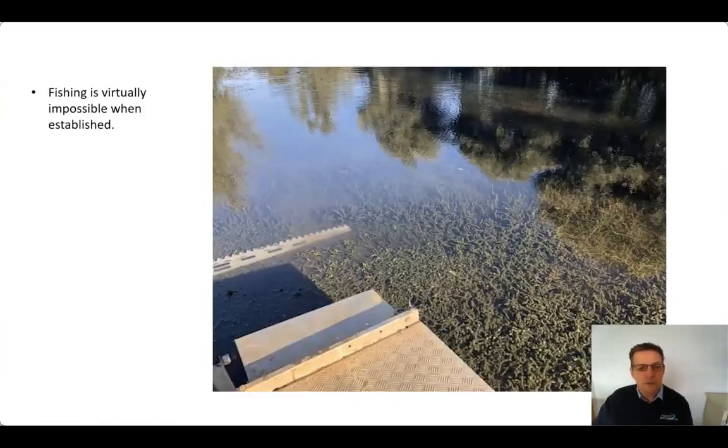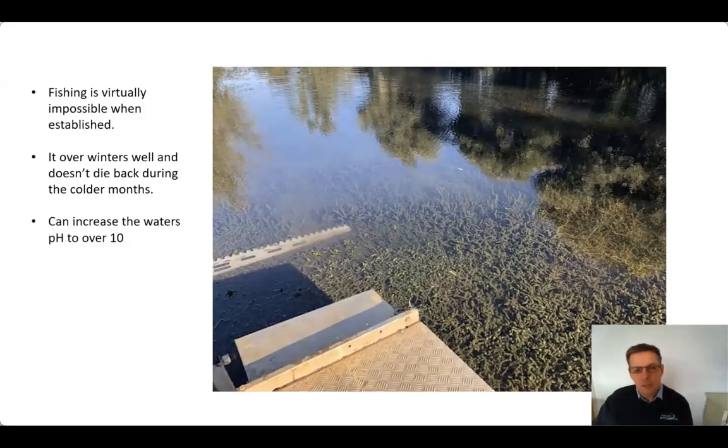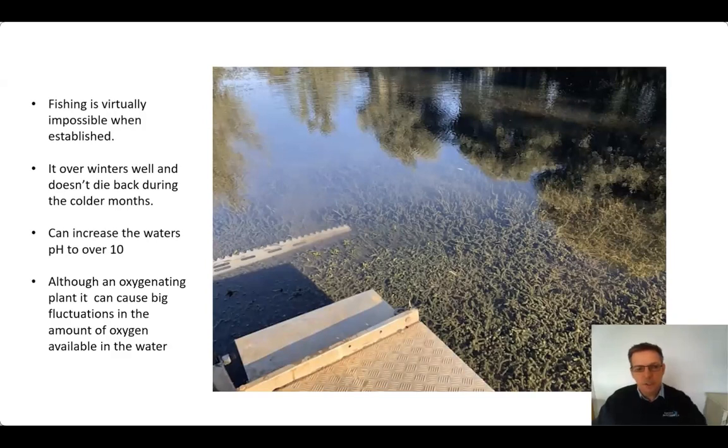Fishing is virtually impossible, especially when it's established. It overwinters well and doesn't die back during the colder months. And it can increase the water's pH to over 10. Although an oxygenating plant, it can cause big fluctuations in the amount of oxygen available in the water, particularly at night when it starts pulling oxygen out of the water, resulting in finding fish kills in the morning.